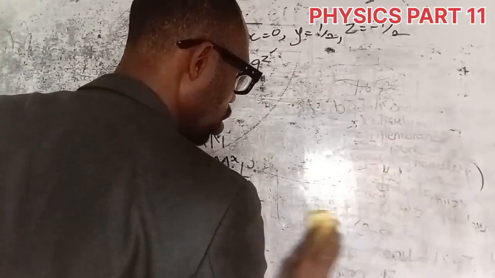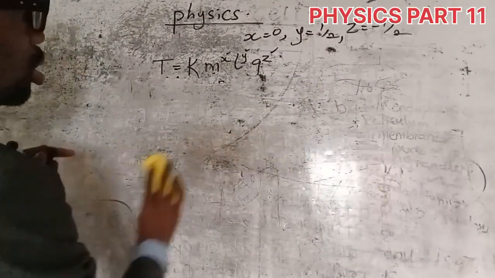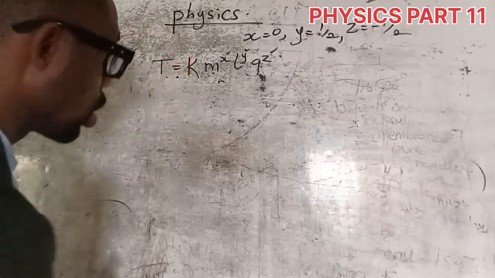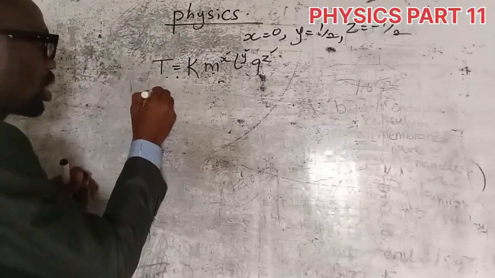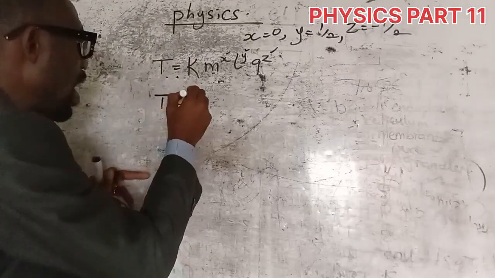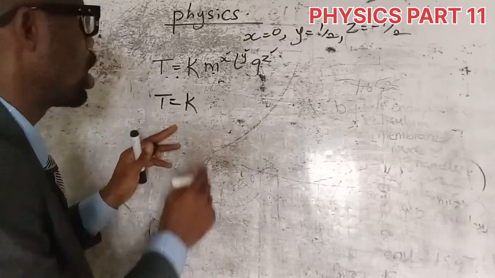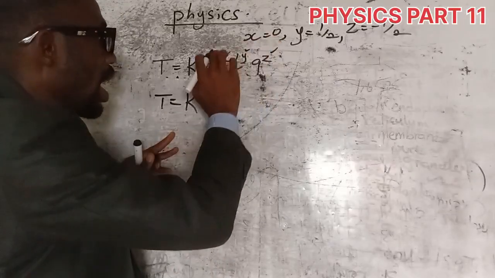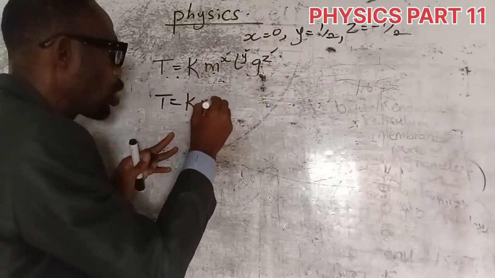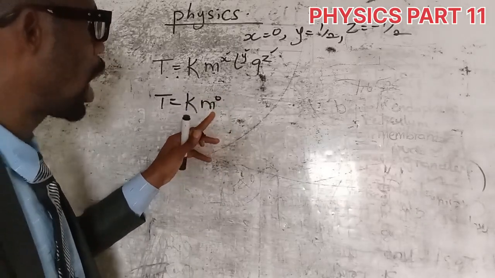To understand, keep watching the video over and over, you will get it. We are dealing with dimensional homogeneity. Now, when you've done that, T will now be equal to K. Are you seeing this now? Anywhere I see this M, I will replace it with 0. M raised to power what? 0. Are you with me?